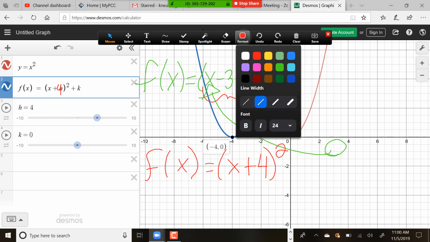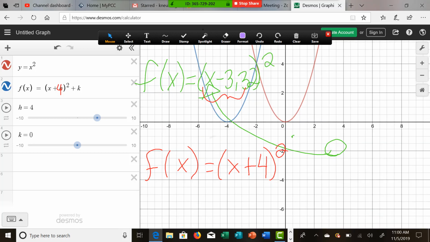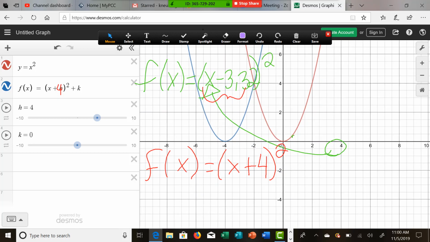If we were to take this negative 4 and plug it into there, notice this expression would be 0. So that's where that moves the vertex to. So when you have something on the inside here being added, that's going to move it left or right.